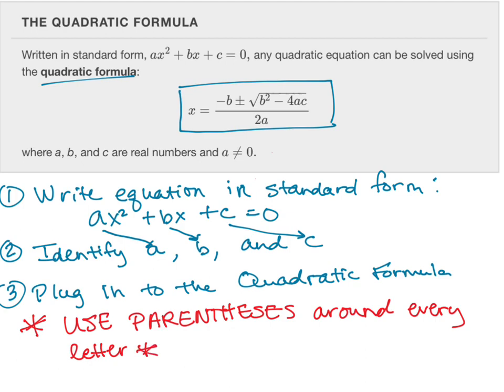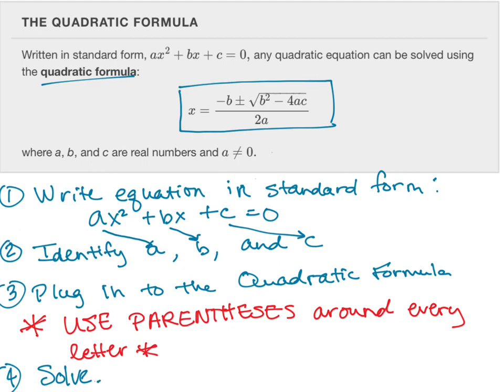Use parentheses around every letter. So every time I'm about to plug in for a new A, B, or C, I'm going to open up parentheses. That's going to keep your signs from getting wonky. Okay? One little bitty sign error will make you miss the whole problem. And then the last thing, after you have it all plugged in, you're going to solve.